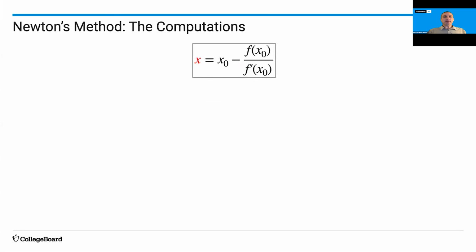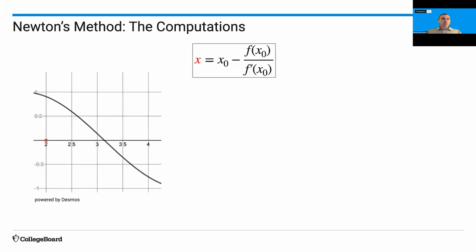Okay, let's take a look at this in that graph again. We started with the graph of y equals sine of x. We started with x-naught equaling 2. We drew the tangent line at that point, and we landed down here at another point. We're going to call that point x sub 1. And x1 is given by this formula involving the initial guess.